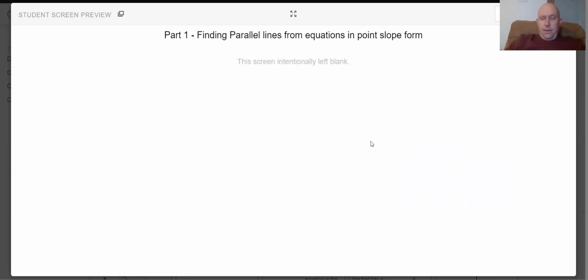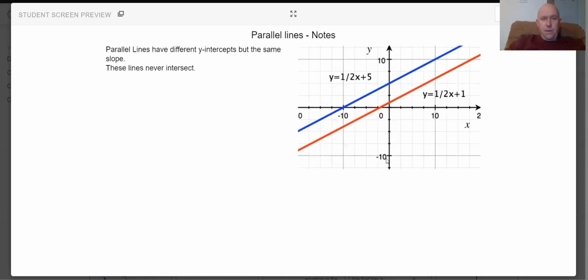Now, as we look at parallel lines, which is our topic for today, we're going to do this in 3 points and in 3 sections. First of all, we're going to look at the ones that are given to us when the equation is, oops, this is actually supposed to say in slope-intercept form. I didn't realize that as I was working through this.